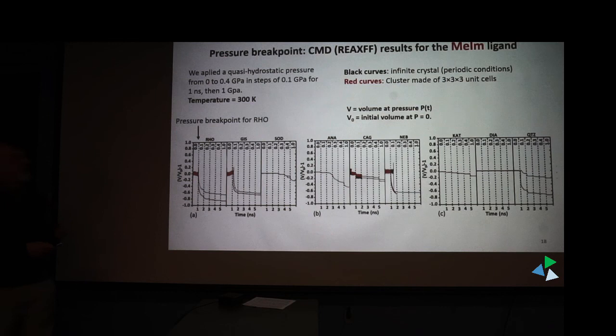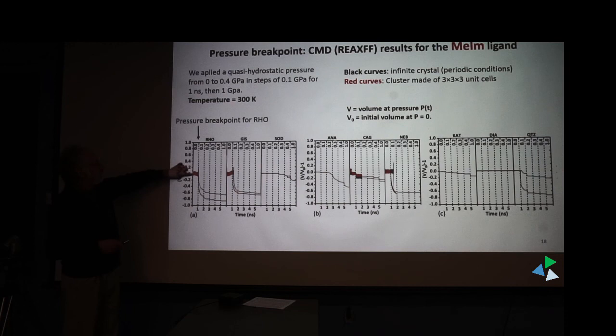We did two kinds of calculation. The black curves represent infinite crystals with periodic conditions, and the red curves represent clusters made of 3 by 3 by 3 unit cells. We applied hydrostatic pressure to these structures and observed when they collapse. Actually, they are all stable at 300 K for zero pressure.